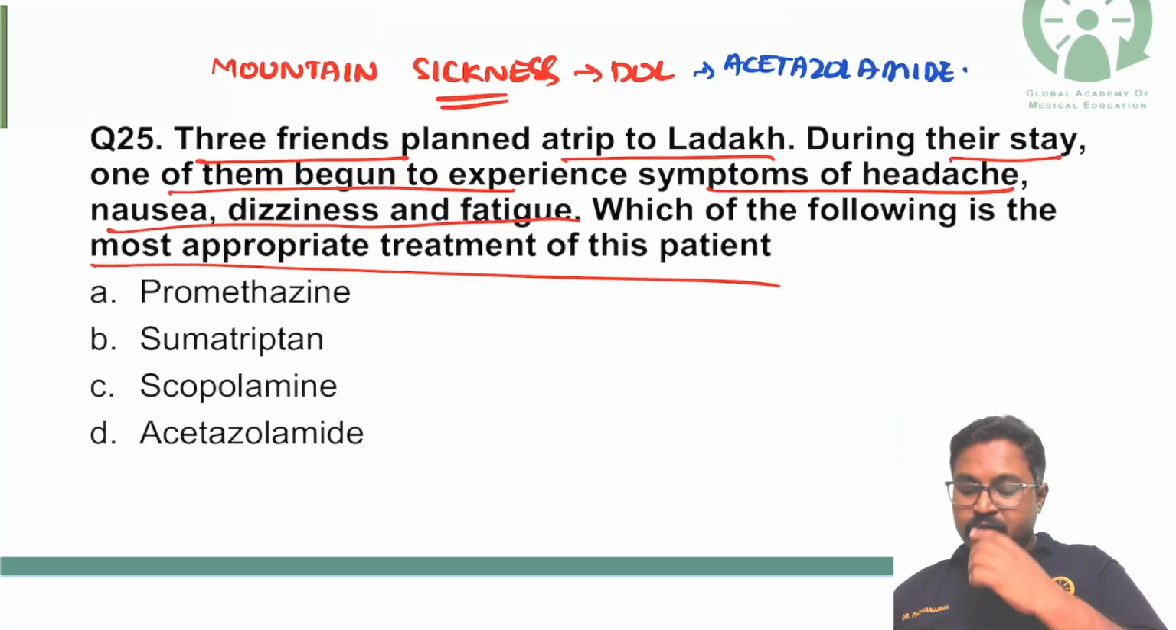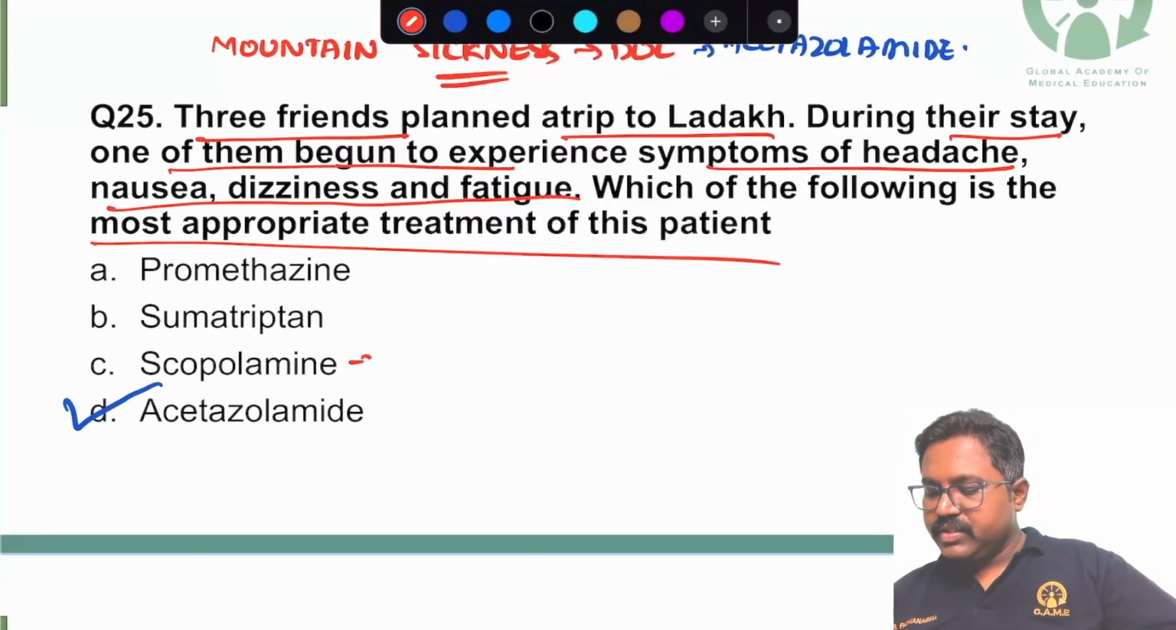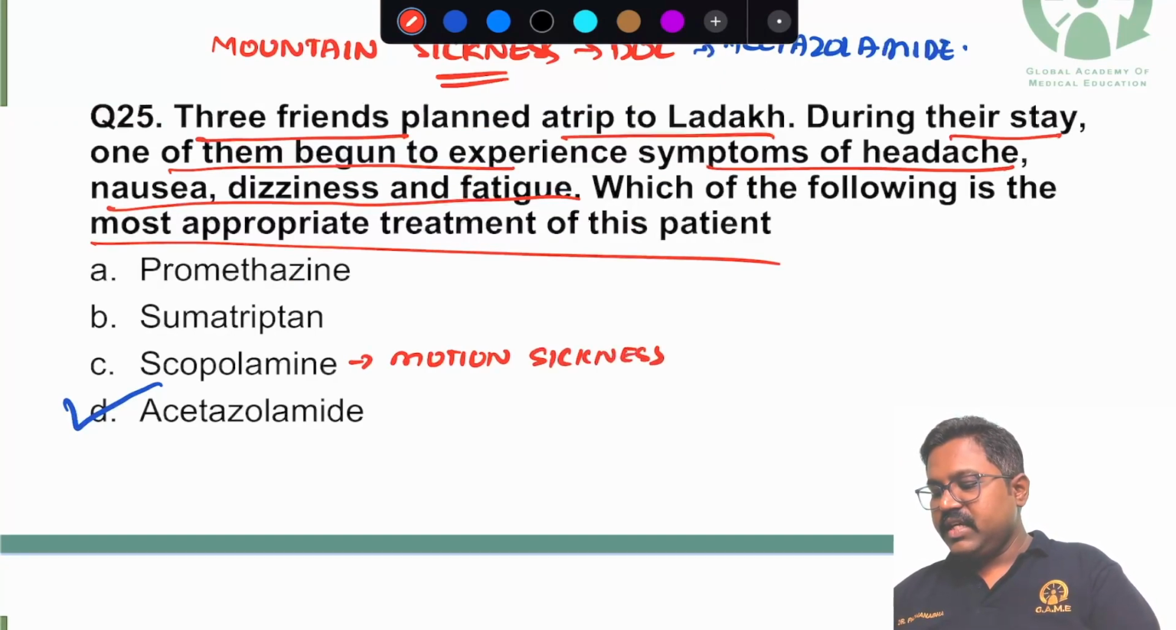Acetazolamide will be the drug of choice. So what is the acetazolamide? So scopolamine, where do we use? Scopolamine is basically used in case of motion sickness. So basically you use it as a patch. Where will you use? Behind the mastoid process.